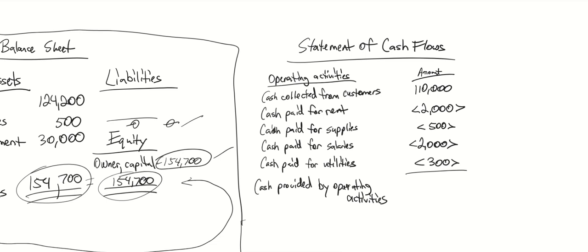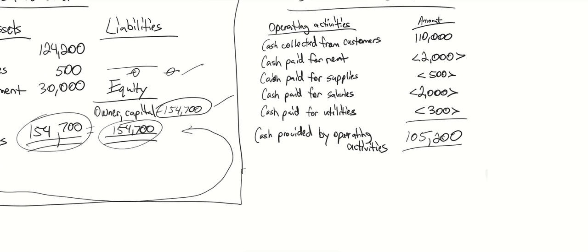So 110 minus, let's see, 4,500 minus 300. Okay, that gives us $105,200 if I did this correct. Okay.